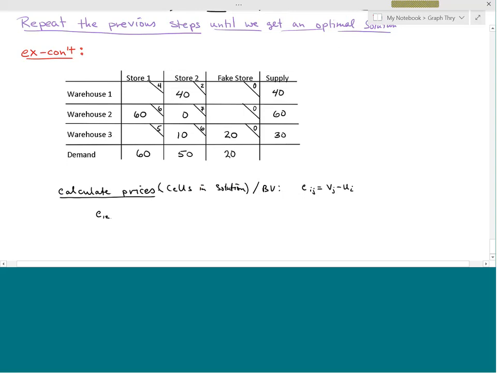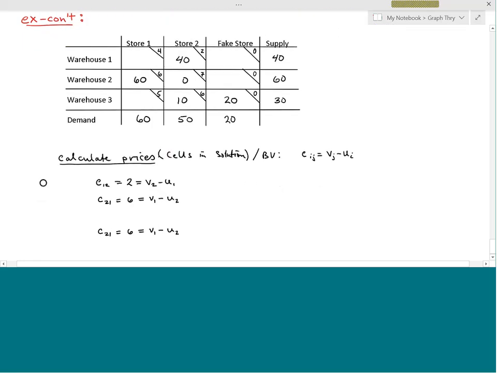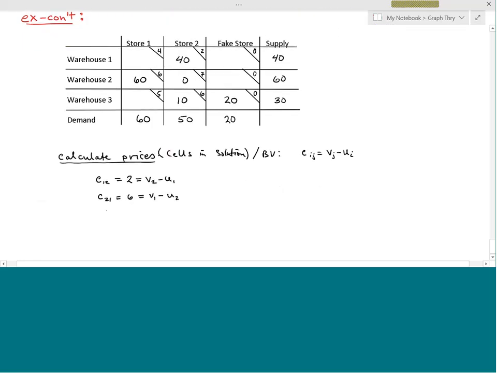Let me go ahead and just write it in. So the cost of C12 is 2, and that's supposed to be V2 minus U1. In our solution, we also have cell 21. The cost associated to that cell is 6, up in that teeny tiny label, and this is V1 minus U2. We also have C22. This one has the cost of 7, and it is V2 minus U2.